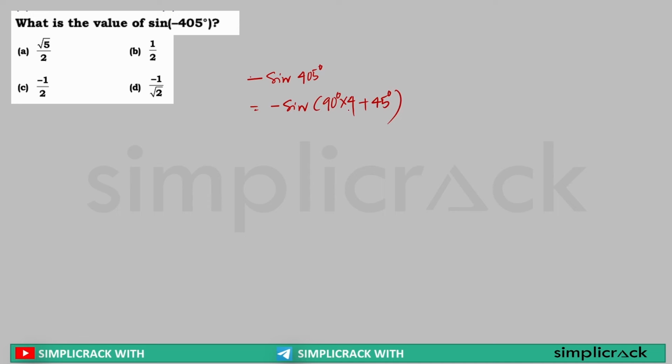That means 90 degree into 4 means 360 degree. Yes or no? So 360 degree here plus theta, that means in the first quadrant again. So it will be positive. That means this symbol won't change. So this is minus sine 90 degree into 4. This is an even number, so sine won't change into cos. So this is sine 45 degree. So this is minus 1 by root 2 because the value of sine 45 is 1 by root 2. So answer is option. Clear?